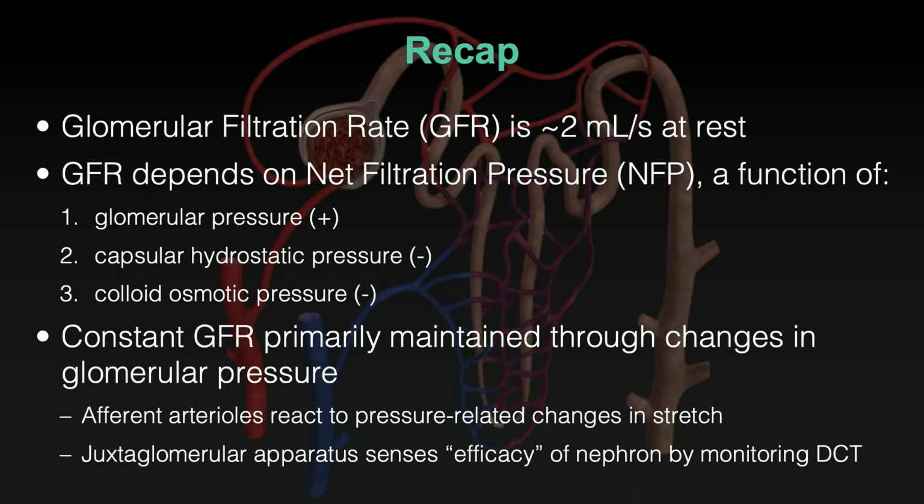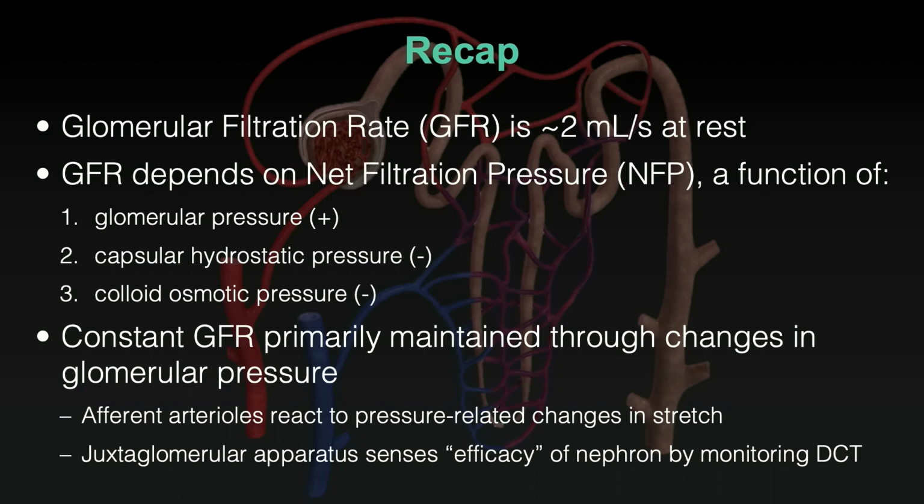And then we have the ability, through the juxtaglomerular apparatus, to sense how efficient our efforts have been. What is the concentration of solutes leaving the distal tubule? And we communicate how efficient we've been back to the afferent arteriole to adjust accordingly and affect filtration. So this is what we covered last class.